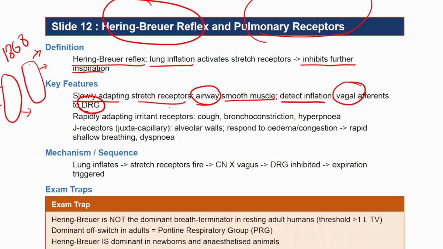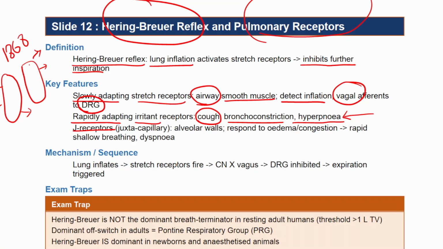There are two other receptor types worth knowing: rapidly adapting or irritant receptors. They are located in the airway epithelium. They respond to inhaled irritants, smoke, cold air, chemicals, and mechanical distortion. When they fire, they trigger coughing, bronchoconstriction, that means the bronchus gets narrower, and hyperpnea. Hyperpnea is breathing deeper and faster than normal. If you have ever inhaled pepper and sneezed violently, you have experienced these receptors.